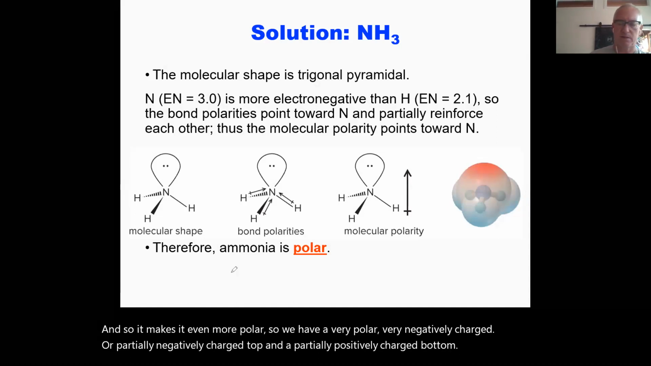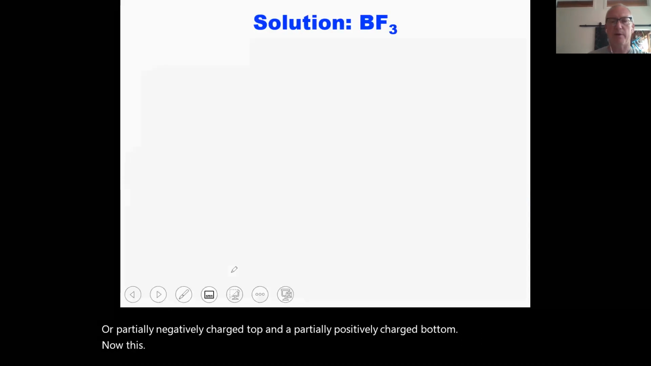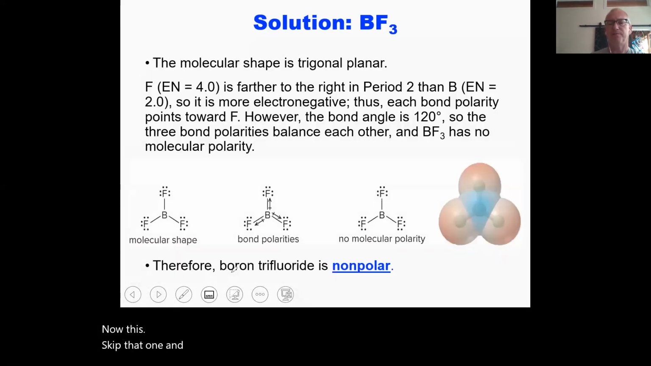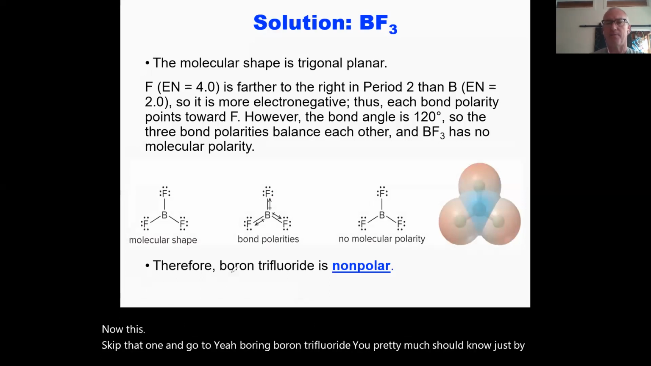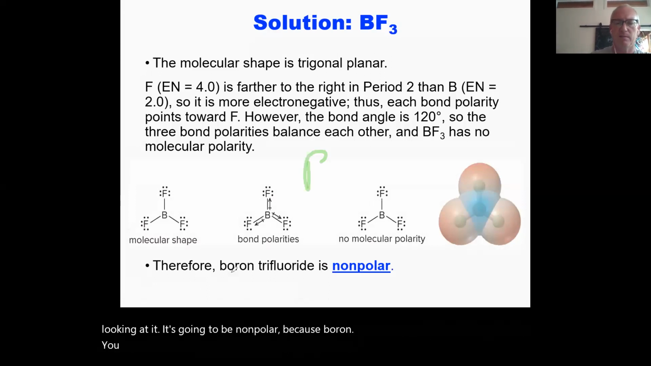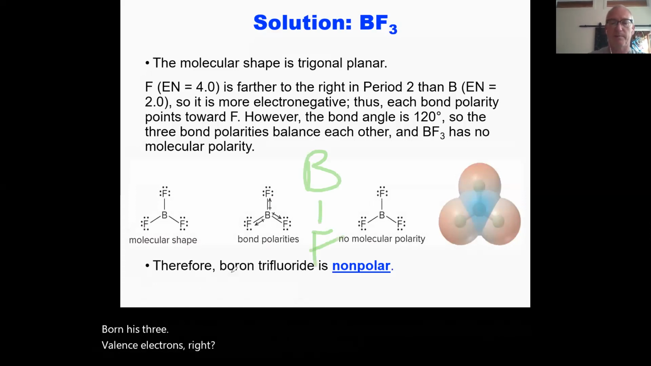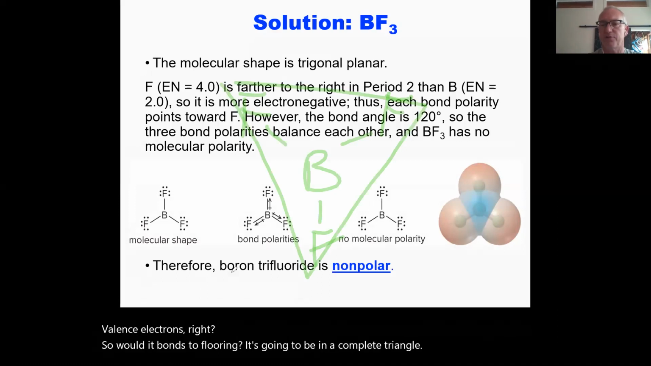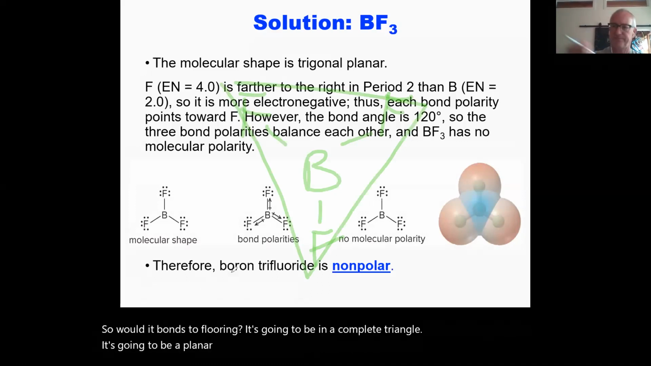Now I'm going to skip that one and go to boron trifluoride. You pretty much should know just by looking at it, it's going to be nonpolar, because boron has 3 valence electrons, right? So when it bonds to fluorine, it's going to be a planar triangle, and it's completely symmetrical. So by definition, it's going to be nonpolar.